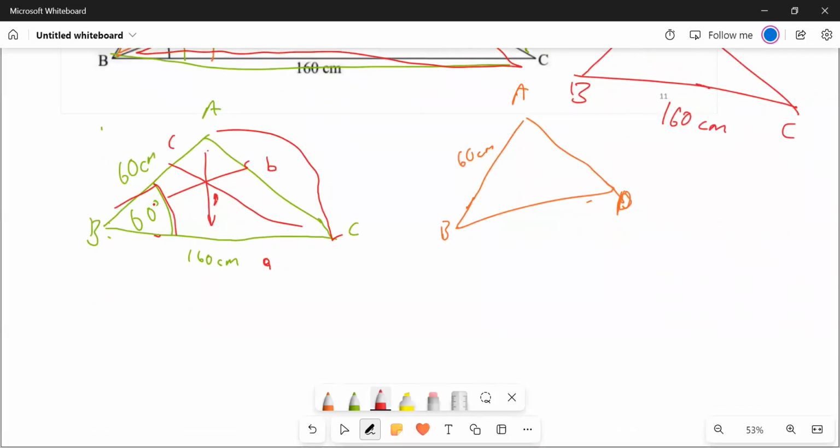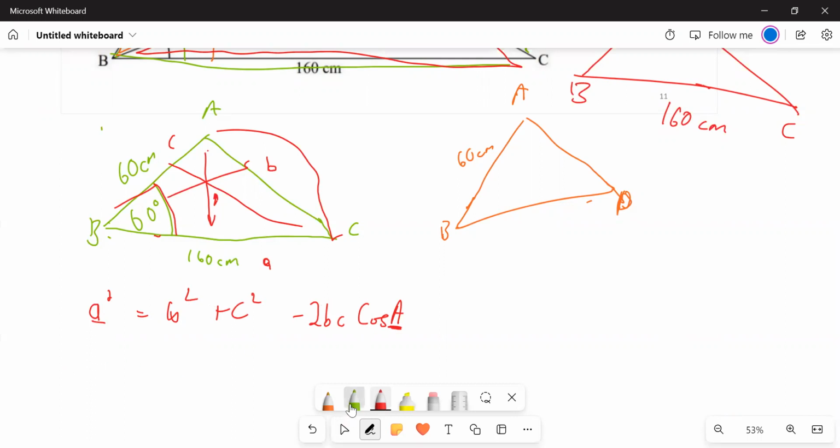Let's start with the basic one. The basic one says you're going to have a squared, which is going to be equal to b squared plus c squared minus 2bc cos of A. If you have angle A, this is how you're going to do it. Do you have angle A here? If you don't have angle A, you are not going to start with A. Which angle do we have here? We have angle B. So what are we going to start with? We're going to start with b. So instead of what the formula sheet gives, which is a squared, we start with b squared.